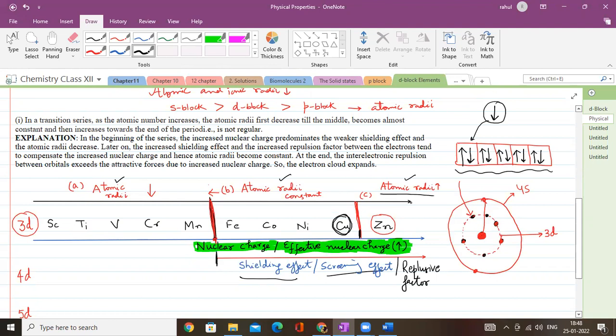Now what I was trying to explain is, in the beginning of the series, the increased nuclear charge predominates the weaker shielding effect, and the atomic radii will decrease, because there is no role of shielding or screening effect till manganese or till the midway. Later on, the increased shielding effect and the increased repulsive factor between the electrons will tend to compensate. I said after the midway what will happen? Now the shielding, screening and repulsive factor will counterbalance.